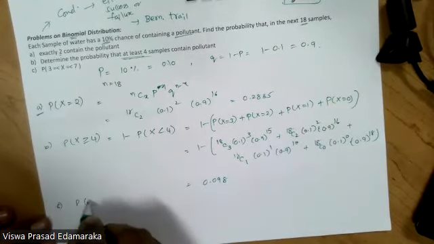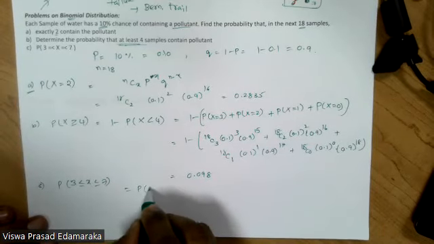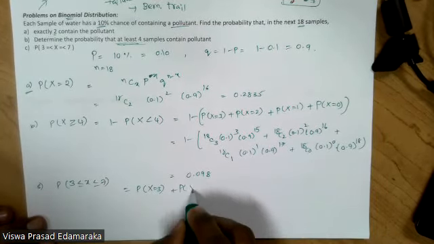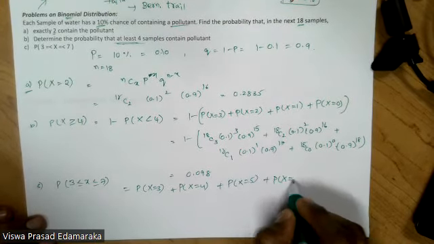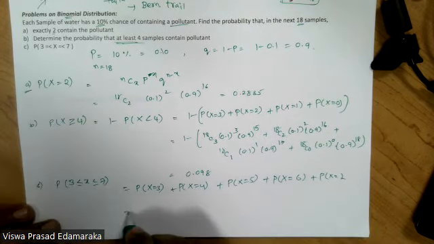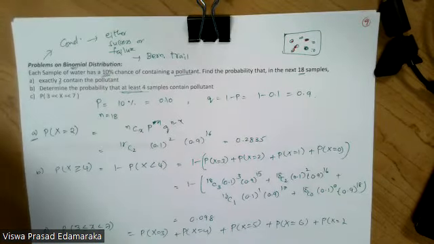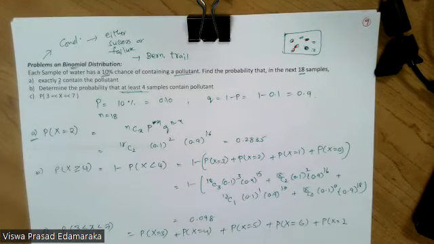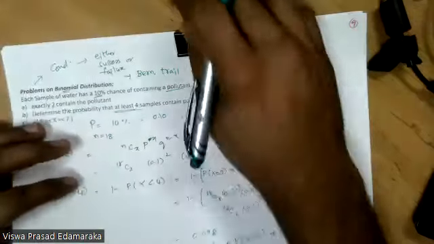And he has given a range: P of 3 less than or equal to X less than or equal to 7. It's quite simple. P of X equals 3, P of X equals 4, X equals 5. Just simply substitute each X value. Here you'll get 0.625. This is a problem regarding binomial distribution. We can apply binomial distribution if the trial is Bernoulli. There are a few conditions in Bernoulli, like either success or failure, and with replacement.